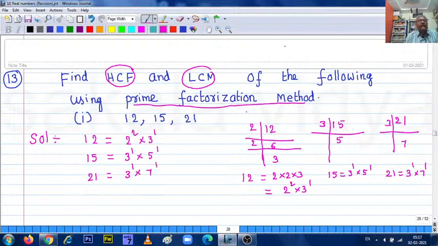Next, highest common factor. So we need to write HCF is equal to, what we need to write here: the common number and the least power you need to take. Common number is 3. Least power is 3 power 1. So you take 3 power 1, 3 power 1 and 3 power 1. So you will be getting 3 power 1, that is 3. HCF is 3.